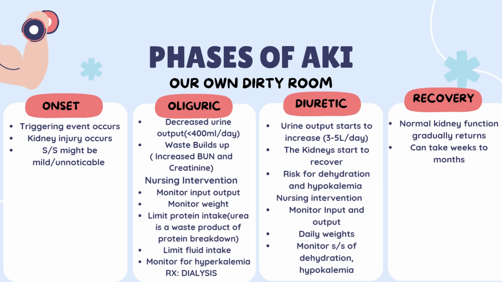So in the diuretic phase, the urine output starts to increase to around 3 to 5 liters per day. The kidneys start to recover, but the patient is at risk of dehydration and hypokalemia. So what can you do as a nurse during this phase? 1. Monitor input output. 2. Monitor their daily weights, and also monitor the signs and symptoms of dehydration and hypokalemia.